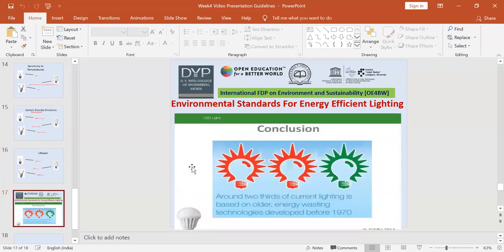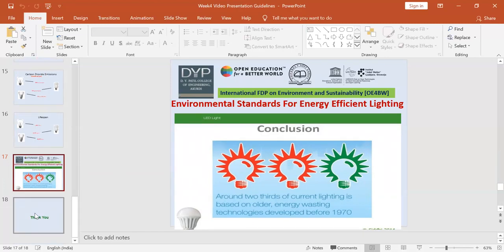Finally, we can conclude that around two-thirds of current lighting is based on older, energy-wasting technology developed before 1970. By using LED lighting compared to incandescent and CFL lamps, we can reduce carbon emission, and it is also environment friendly and environmentally sustainable. That's why we are using LED lighting compared to CFL and incandescent lamps. And thank you.